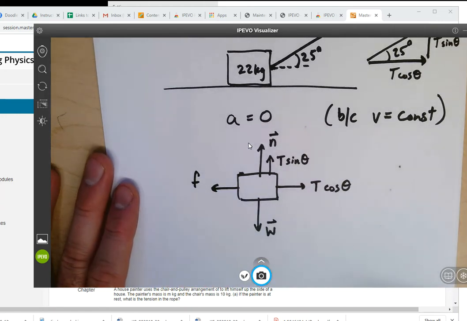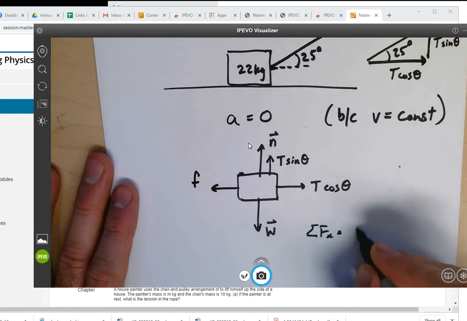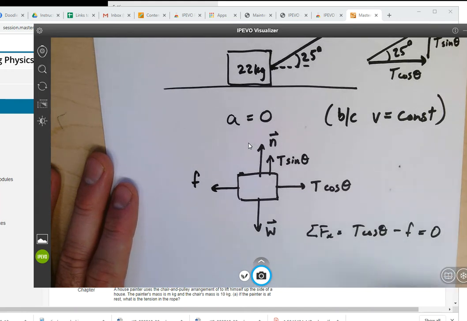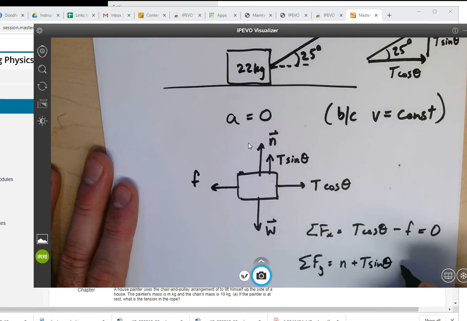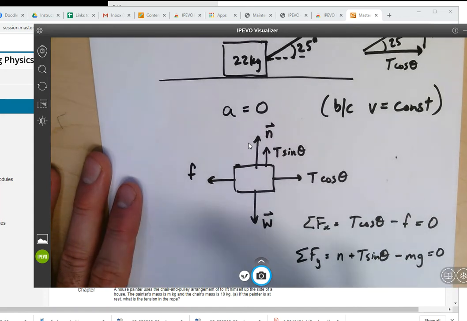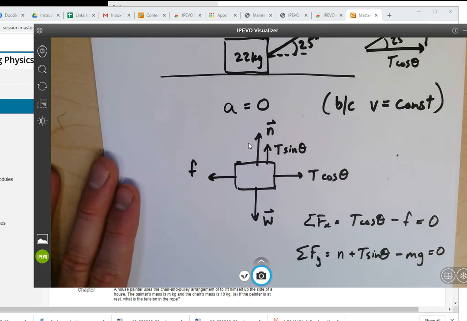So we know that the sum of the forces in the x direction is T cosine theta minus the force of friction, and that's equal to mass times acceleration, but acceleration is 0. The other thing we know is that the sum of forces in the y direction is equal to the normal force plus T times the sine of theta minus the weight, which I'm going to start writing as mg. That's also equal to 0, because it's not accelerating up or down, it's staying on the floor.